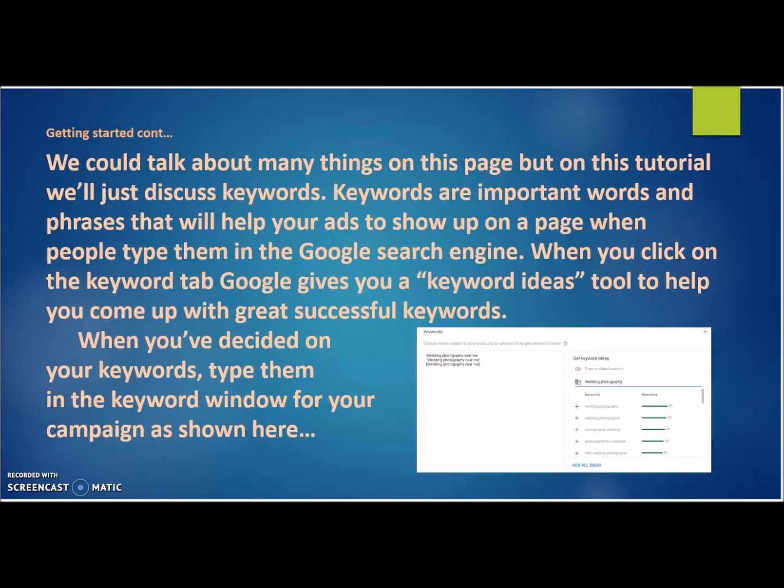Keywords are important words and phrases that will help your ads to show up on a page when people type them in the Google search engine. When you click on the keyword tab, Google gives you a keyword ideas tool to help you come up with great, successful keywords. When you've decided on your keywords, type them in the keyword window for your campaign as shown here.